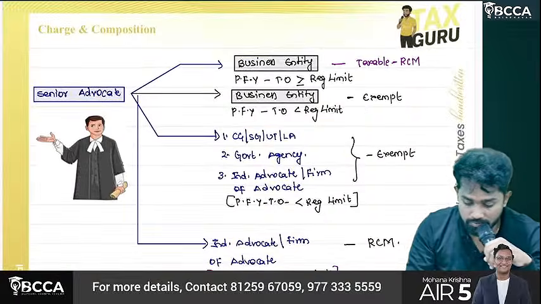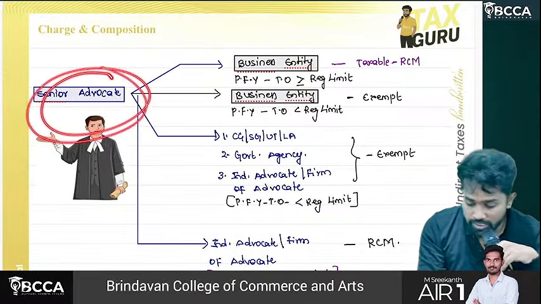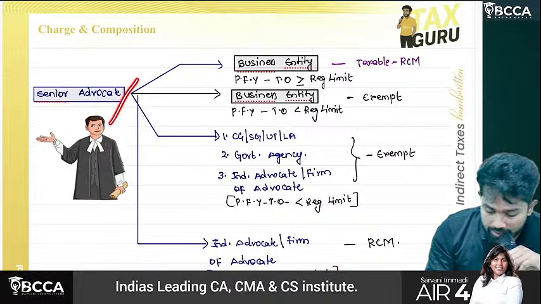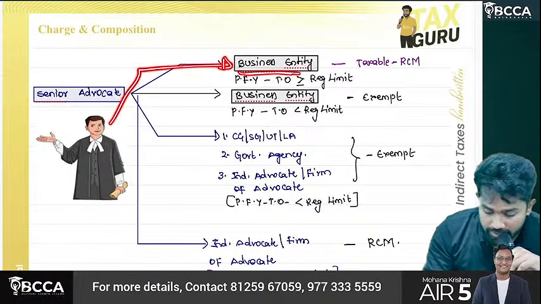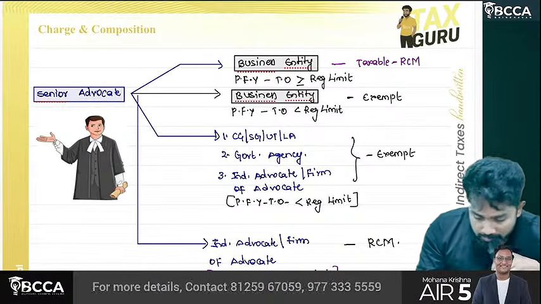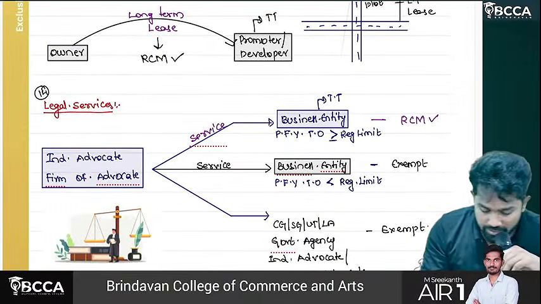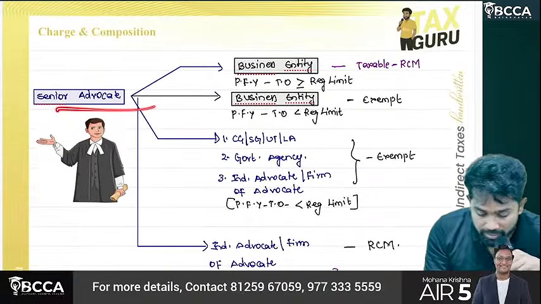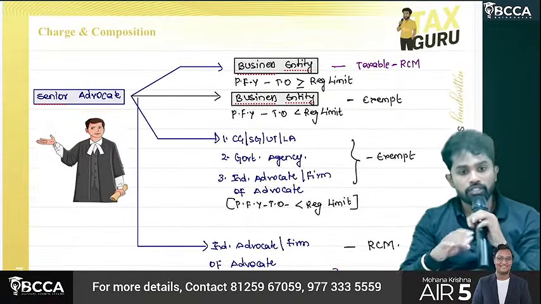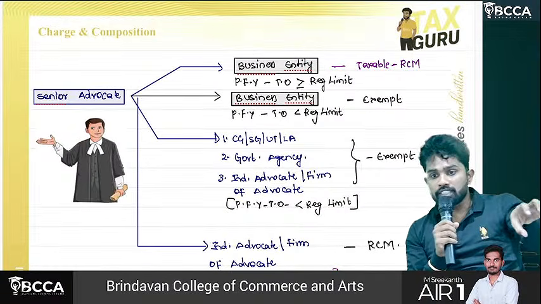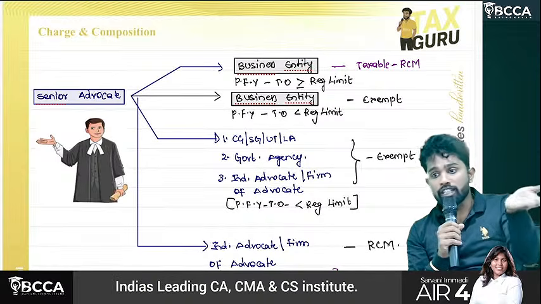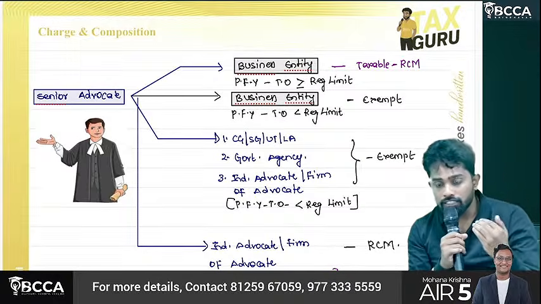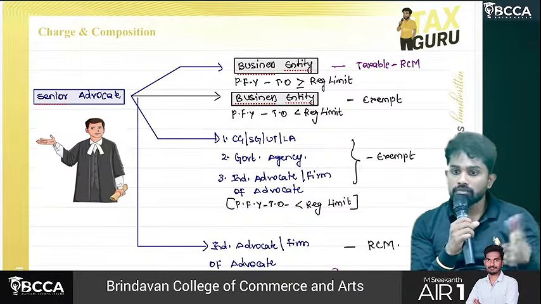So see here, sir, again, senior advocate. Here it's about senior advocate. Where a senior advocate provides services to a business entity, taxable under RCM. Okay, sir, same as this one, individual advocate, firm of advocate, but here we wrote senior advocate separately. Here also, if he provides service to a business entity whose turnover exceeds or equals the threshold limit of registration, taxable under RCM. Where turnover is within the threshold, exempted.